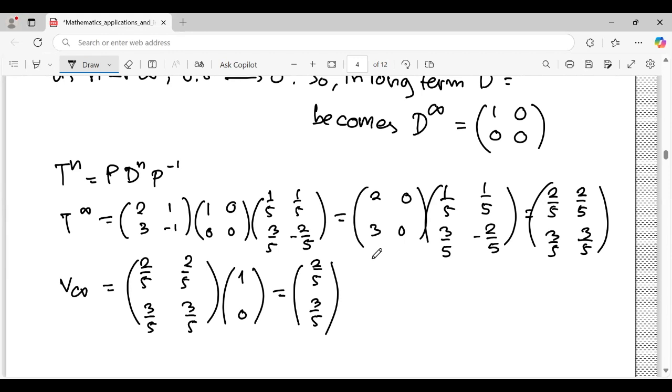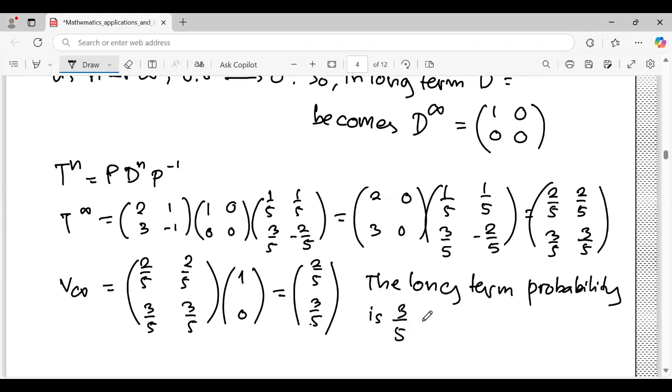So the long-term probability that Urva's fan is parked at home is given by the second element of this vector. So it means 3 fifths. The long-term probability is 3 fifths, or if we divide, it becomes 0.6.